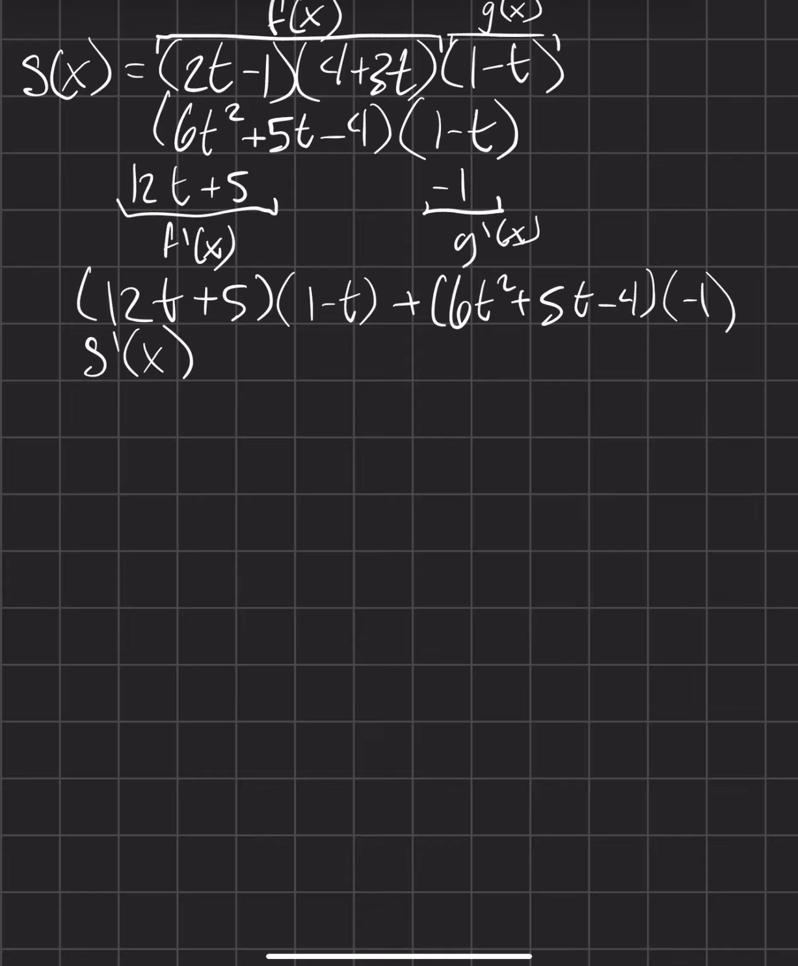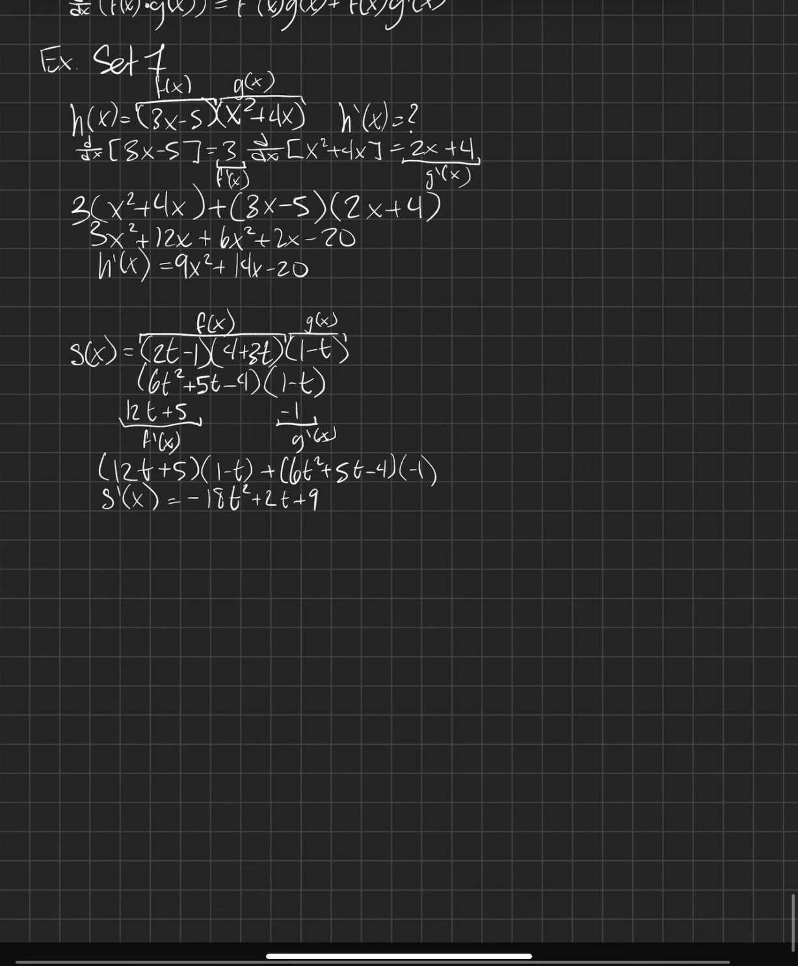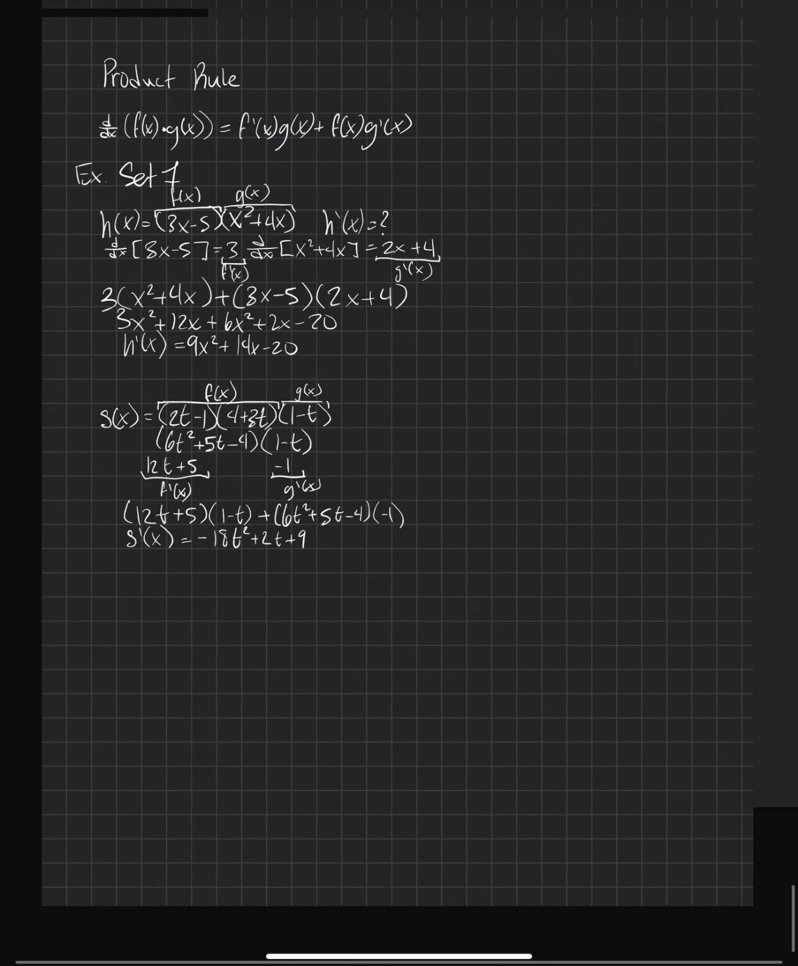So s prime of x is going to be equal to -18t squared plus 2t plus 9. And boom. Now, the next part that we've got to go over is the quotient rule.